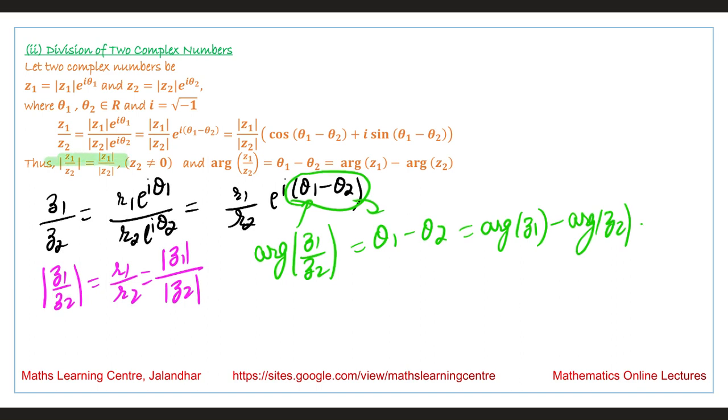So these are the final values that we have. These are the results that we had to prove, that mod of z1 by z2 is equal to mod of z1 by mod of z2, and argument of z1 by z2 is equal to argument of z1 minus argument of z2.